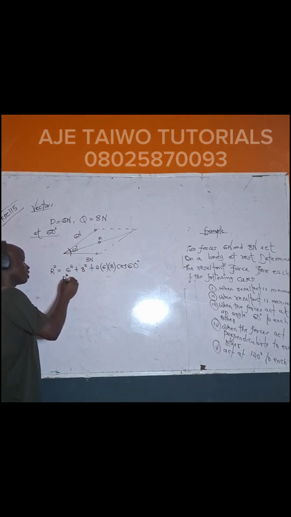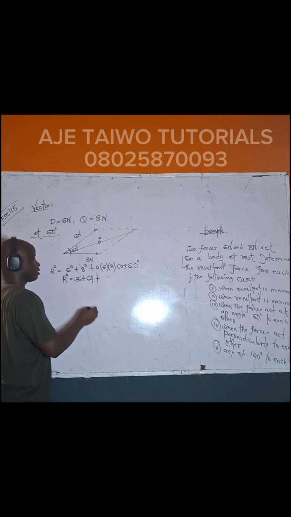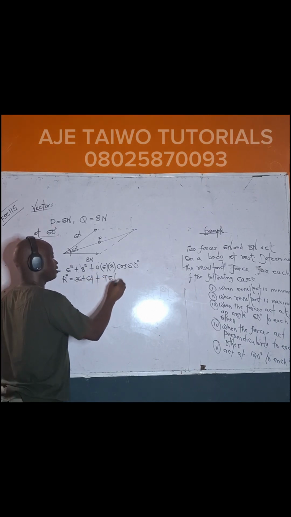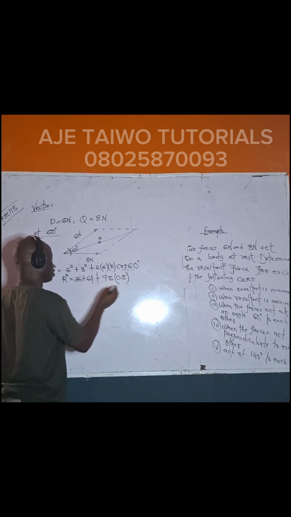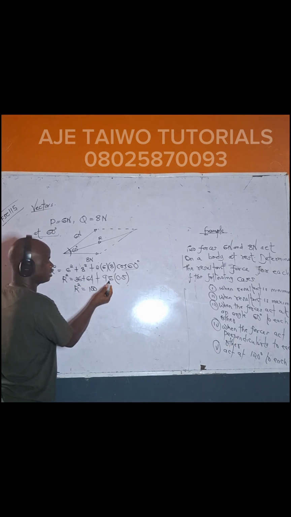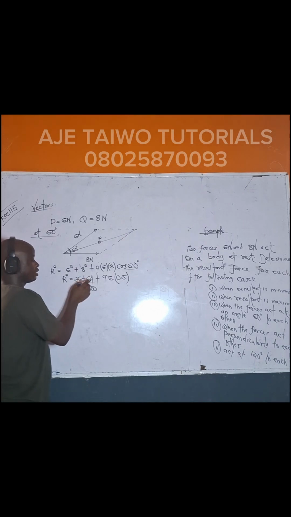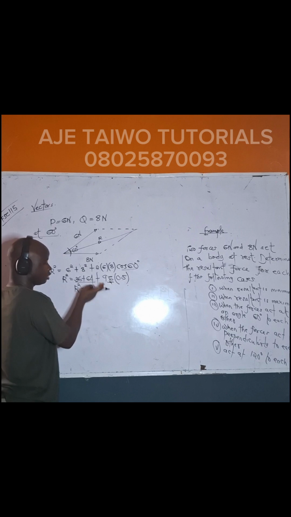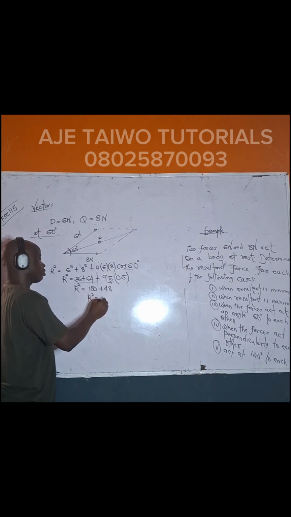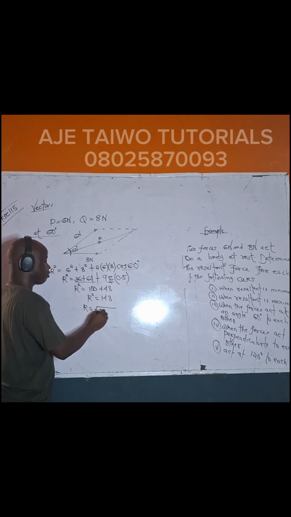So R squared is now 36 plus 64 plus 96. Please, what's cos 60? 0.5. Thank you very much. So R squared is now 100 plus... You must multiply this by this before you add. Don't say 36 plus 64 plus 96, that's wrong. 2 times 6 times 8 times 0.5 is 48. So R squared is now 148. What's now R? Square root of 148.